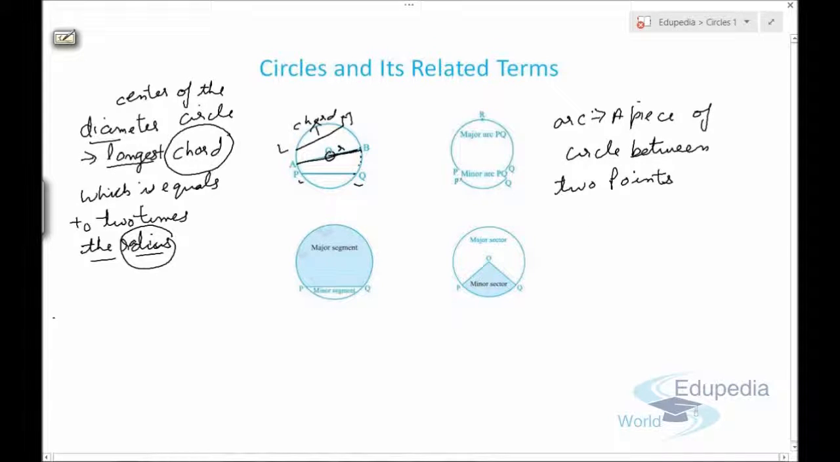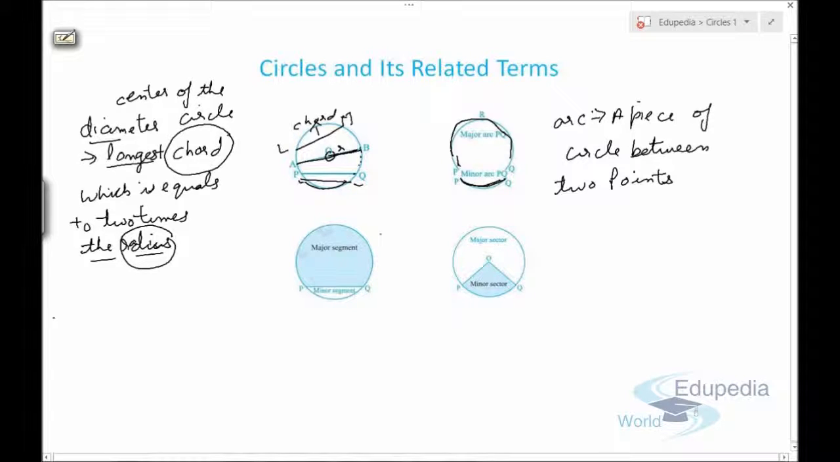Say this is an arc and this is an arc also, right? So it's a piece of a circle. If we cut this piece, this is an arc. Now we have two types of arc. This is a major arc, which is a major portion of the piece of a circle, and this is a minor arc, which is a smaller part of a piece of a circle.